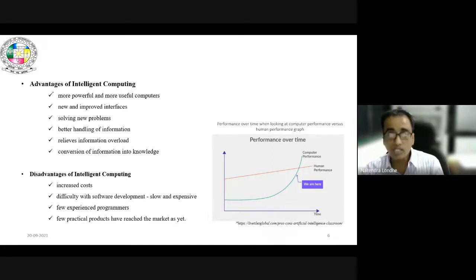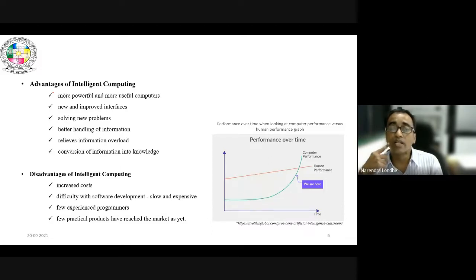Now, what are the advantages of intelligent computing then? As I told you in the previous slide, reliability is less and consistency is less, but even with those limitations, it has advantages. It is more powerful, and it will make your computers more useful. Okay, new and improved interfaces are there. People are designing new and improved interfaces, and due to that, many more applications and the scope of intelligent computing are increasing.